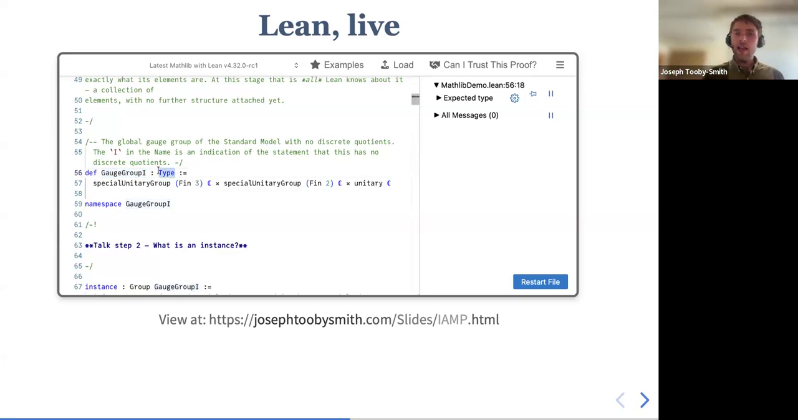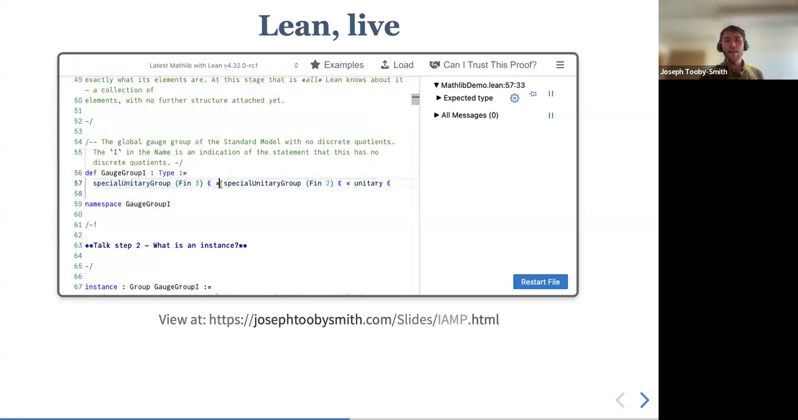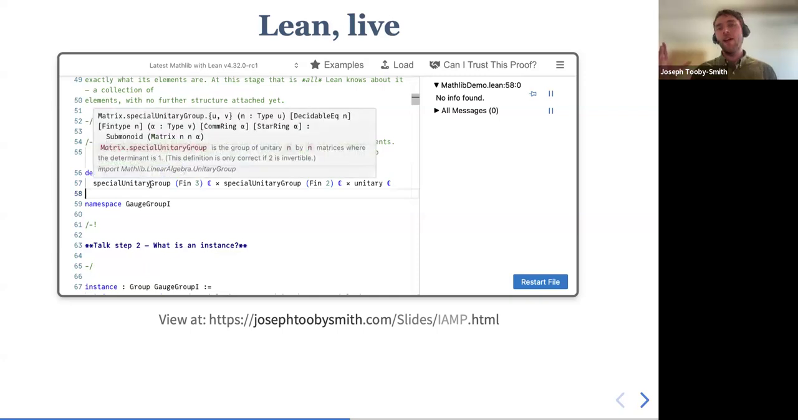So we're going to define this thing here. It's going to be a type, and it's going to correspond to this thing here. So this here is SU3, this is SU2, and this thing here is U1. In other words, the gauge group of the standard model is SU3 plus SU2 plus U1. And you notice that here, the special unitary group, that's defined in Mathlib, and we're importing Mathlib here so we can use that without having to redefine it.